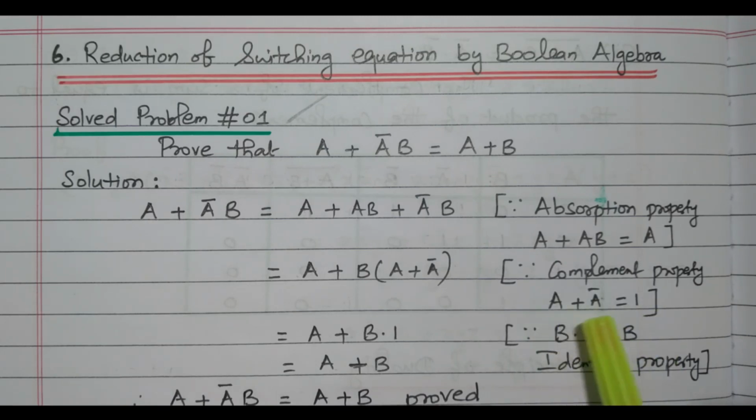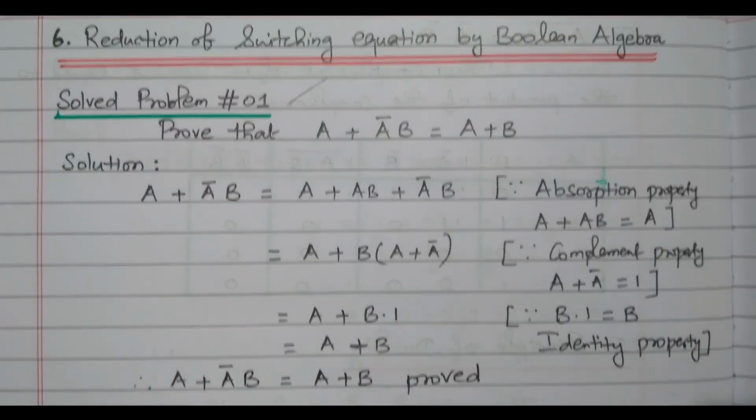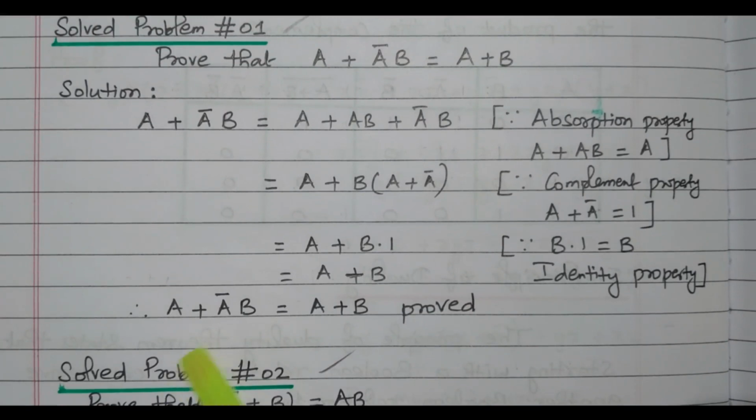If a equal to 0 means a bar will be 1, so 0 plus 1, 1. So a plus a bar always gives 1, that is based on the complement property. So a plus b into a plus a bar becomes 1. So a plus b dot 1, that is nothing but a plus b, right? So a plus a bar b is equal to a plus b.